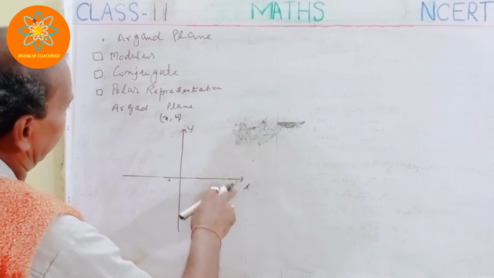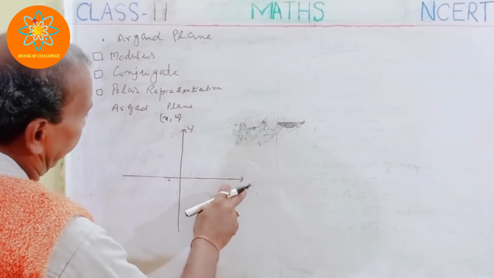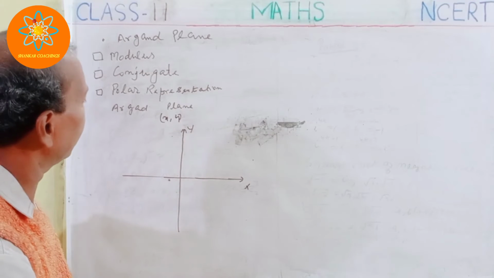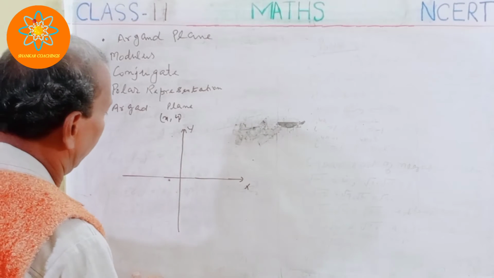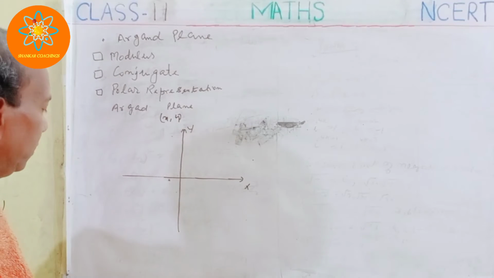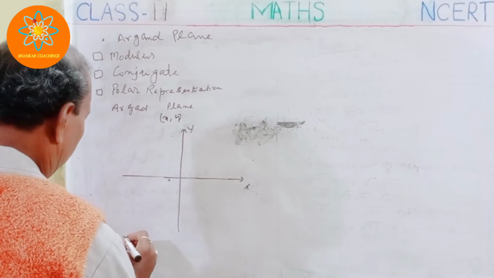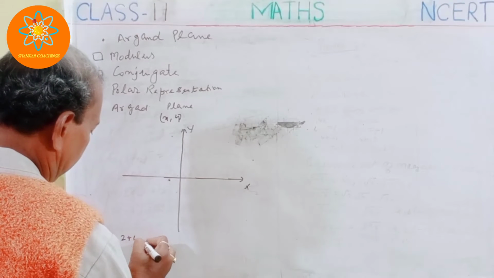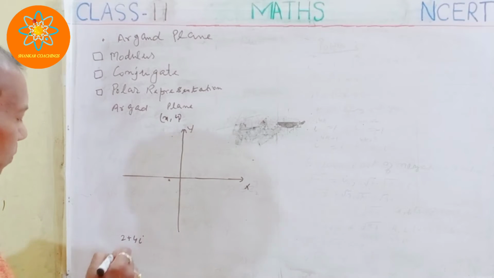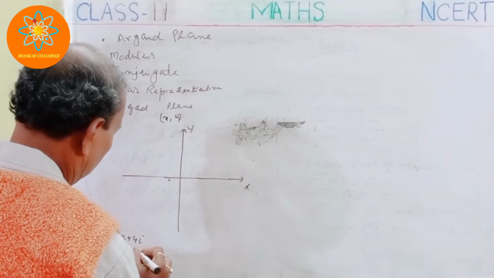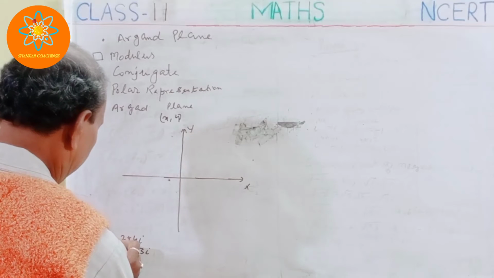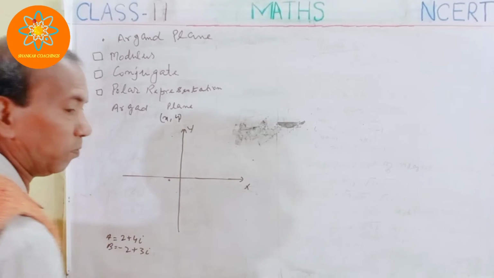This is the x-axis and y-axis. The x-axis is the real axis and the y-axis is the imaginary axis. Suppose I want to take a few points: 2 plus 4i, then minus 2 plus 3i. Suppose this is point A, this is point B.